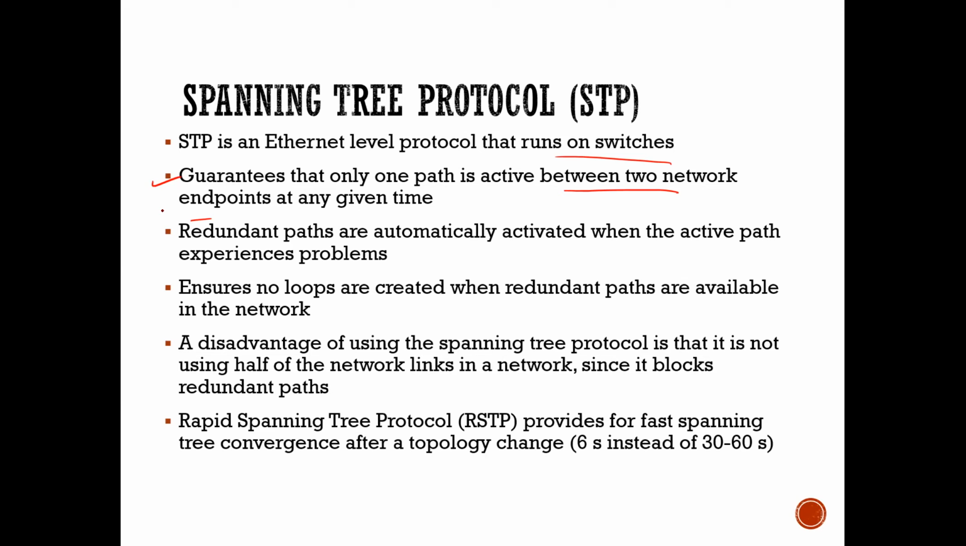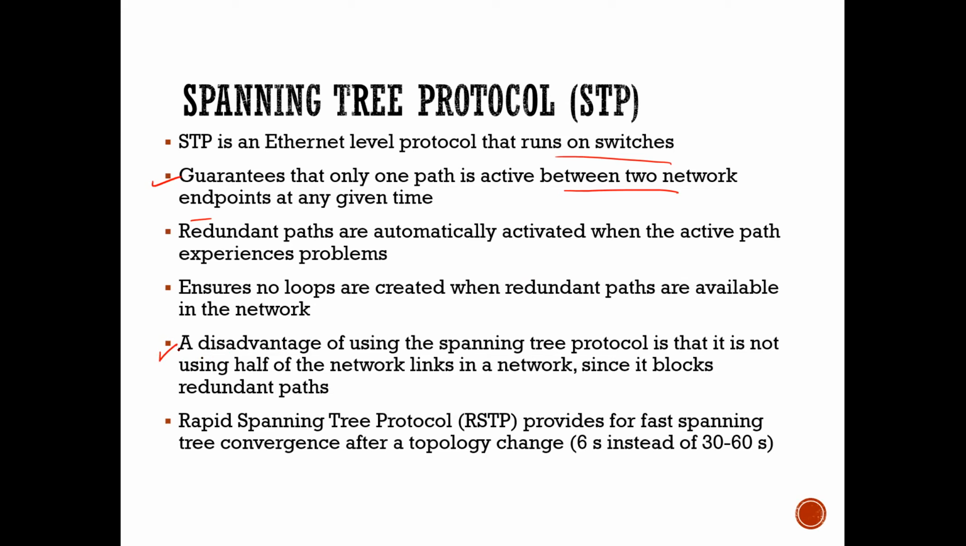Ensure no loops are created when redundant paths are available in the network. لما ينشئ مسار آخر يتأكد أن المسار هذا ما يتعارض مع مسارات أخرى قد تؤدي لعملية زيادة الترافيك في النتورك. A disadvantage of using the spanning tree protocol is that it is not using half of the network lines in the network. عيبة أنا أتصل أربط أجهزة كثيرة مع سويتشات كثيرة ولكن نصه يكون غير مستخدم لأني أستخدمها وقت المشاكل.